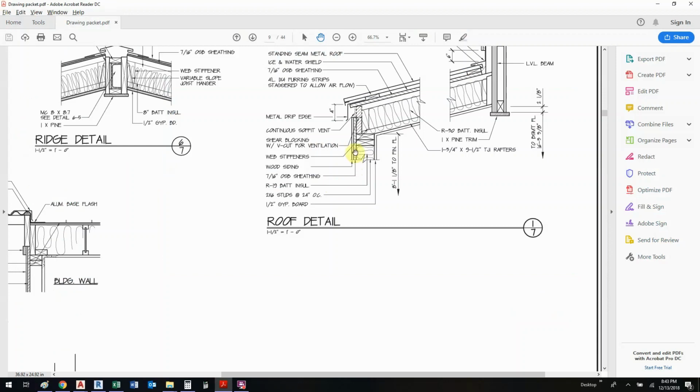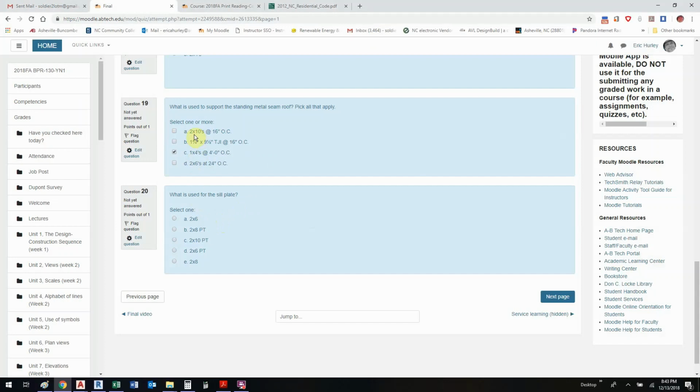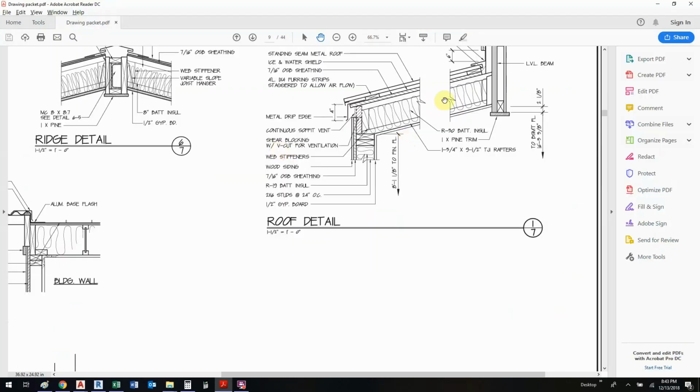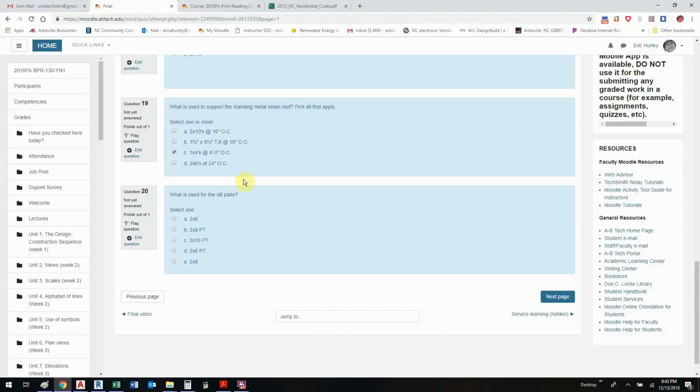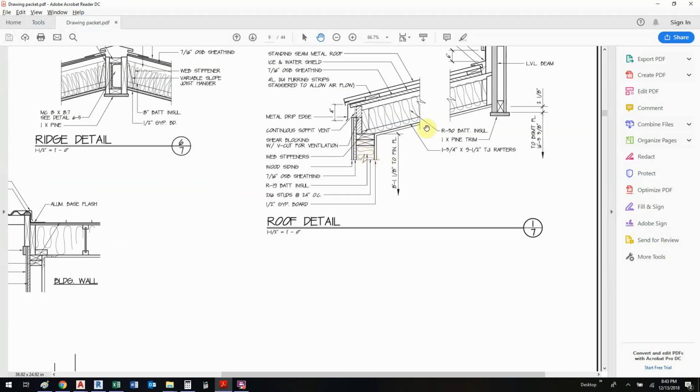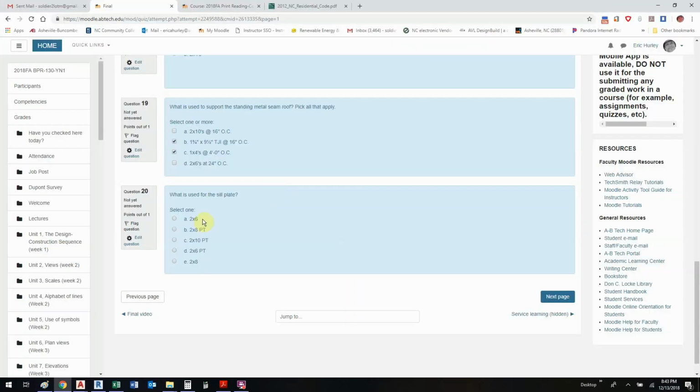And then other choices that we have are 2x10s at 16. These are not. These are 1 3/4 by 9.5 inch TJIs. So is that a choice in here? It sure is. It's right there. Do we have 2x6s at 24 inches on center? No, we do not, except for on the wall, but that's not really holding. I mean, it is holding the roof, but it's not actually holding the standing seam roof up. And we don't have any 2x10s. So that's the end of that question right there.